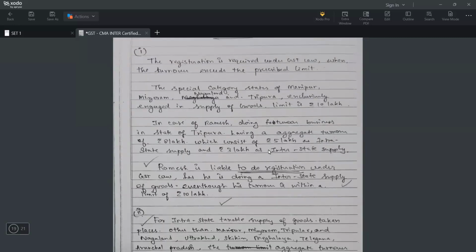Okay, when is registration required? Registration is required under the GST law when the turnover exceeds the prescribed limit. If you forgot the prescribed limit, it is not necessary. Okay. For the special category states of Manipur, Mizoram, Nagaland, Tripura, there is a separate limit for persons exclusively engaged in supply of goods.